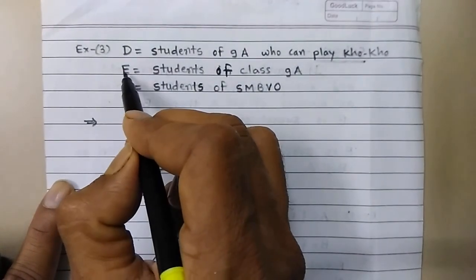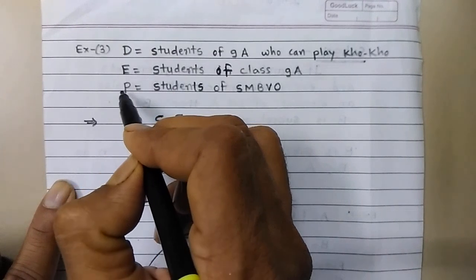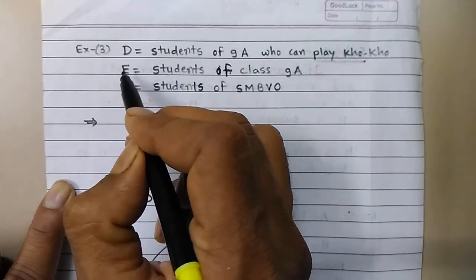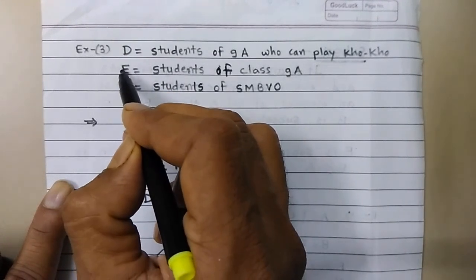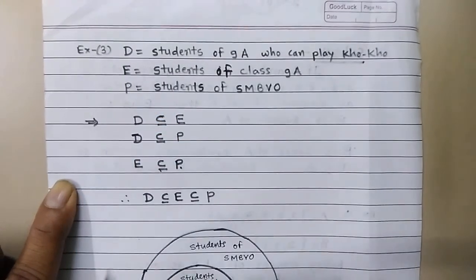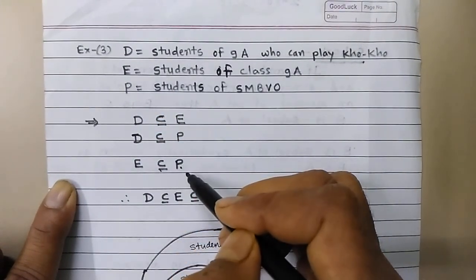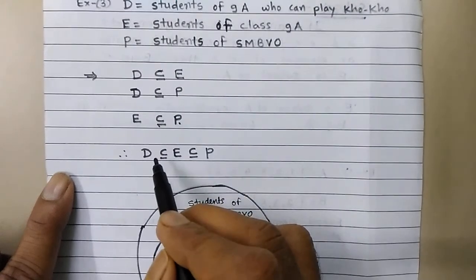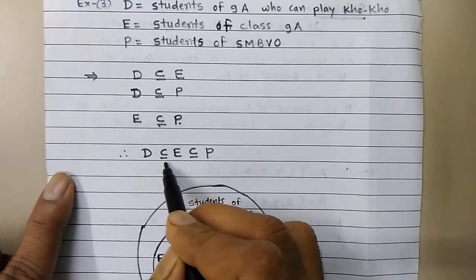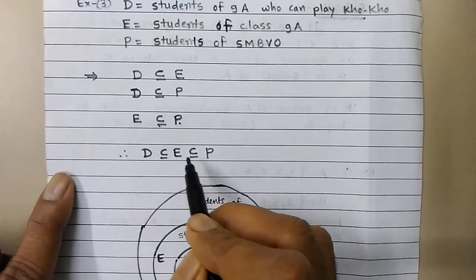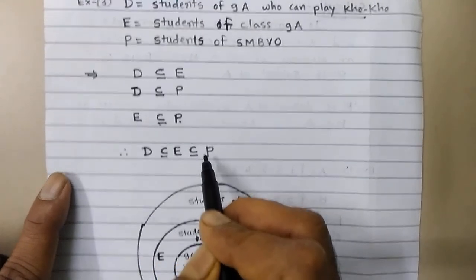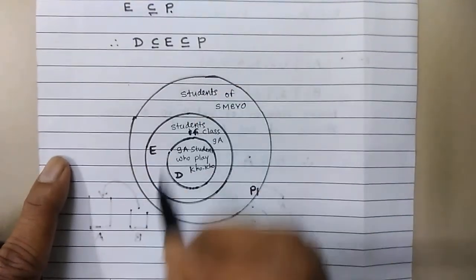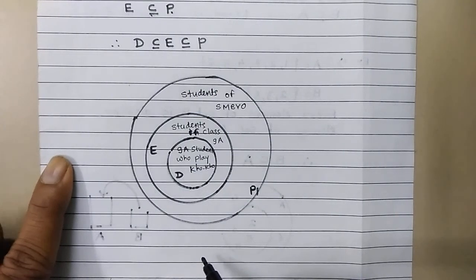D is subset of E. D is subset of P. Then E is subset of P. In this way we can write, or combinedly we can write here D is subset of E, E is subset of P. Now we can represent this by Venn diagram in this way.